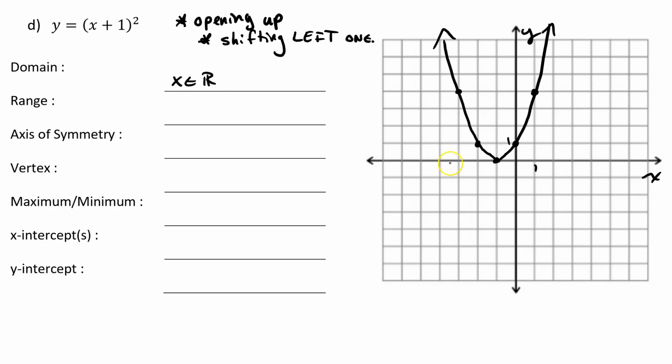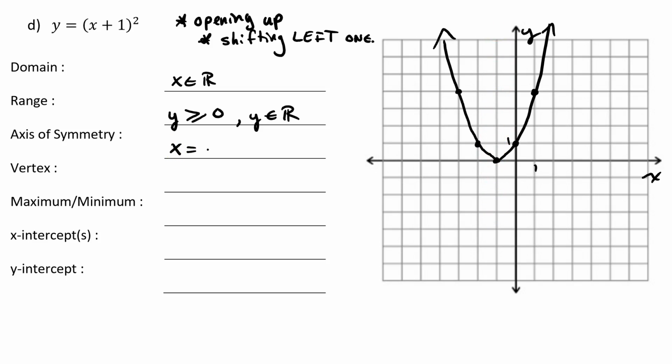There we go. Domain for this one is going to be x is an element of the reals, because even though it's shifting over left 1, it's still going to go to infinity in both directions, so don't worry about that changing. The range is going to be y is greater than or equal to 0, and y is an element of the reals. Axis of symmetry, this is something that changes. Now, I don't want you to put a dotted line like I did, because that symbolizes asymptotes, which we will be learning about later on in the course, but this right here is our axis of symmetry. It does shift over 1.